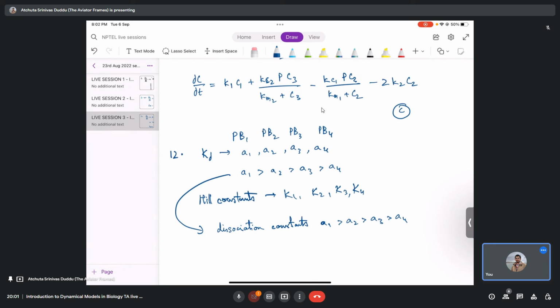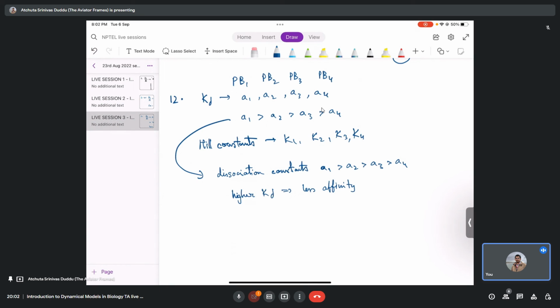Now, higher KD would imply less affinity, right? So we have an opposite rule for the affinities of these four sites for promoter elements. If we want to order affinity, that would be the reverse order: A1 less than A2 less than A3 less than A4, right? So the fourth promoter element has the most affinity among the four for the transcription factor to bind.